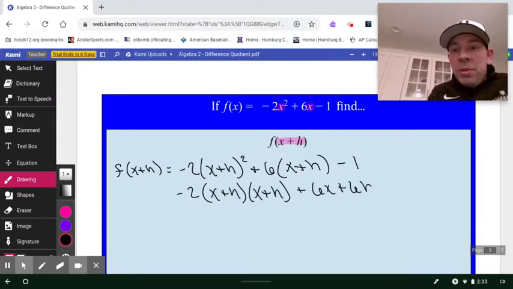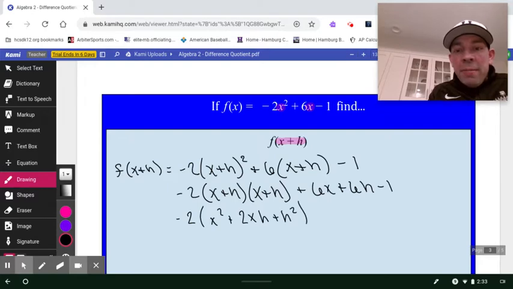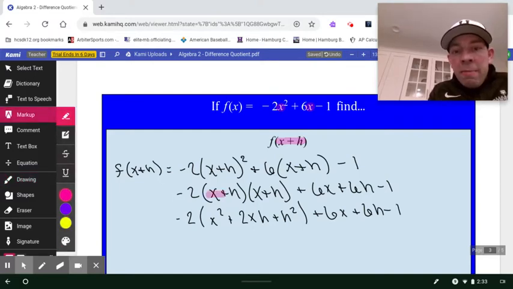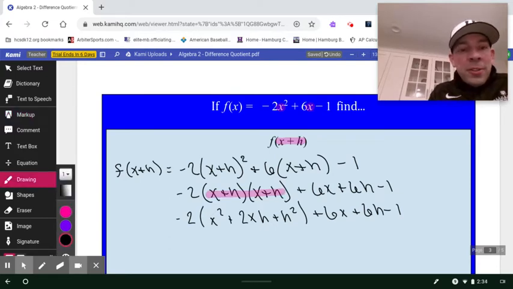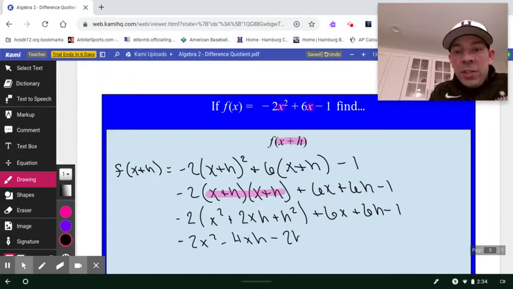I'm going to distribute my 6. As you get better and better at these, you're going to be able to skip some of these steps, but we're not in a hurry to skip any of them until you're comfortable and ready to do so. Notice, you're going to get really good at foiling this expression right here. That's going to be as natural as tying your shoe. I'm going to distribute that negative 2. So I get negative 4xh in the middle here, minus 2h squared, plus 6x plus 6h.